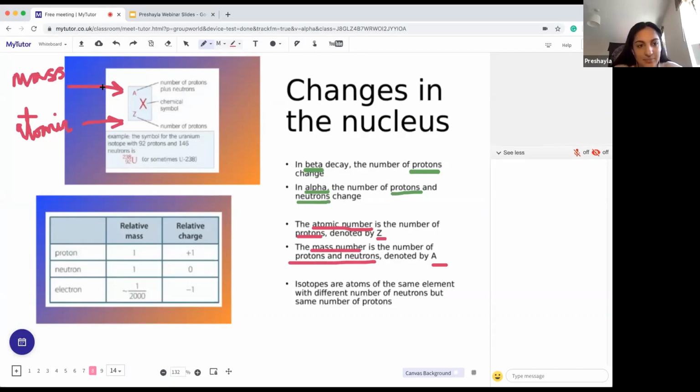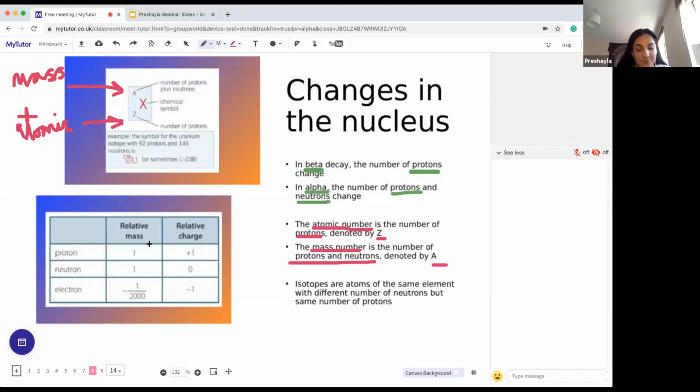Okay, so A is the mass number because it's the total mass in the nucleus, the protons plus the neutrons. That's what makes up the mass. The atomic number is the number of protons, which is Z. So two numbers that we need to know, A and Z. So let's have a look at this table here.